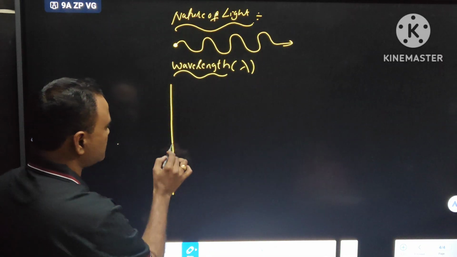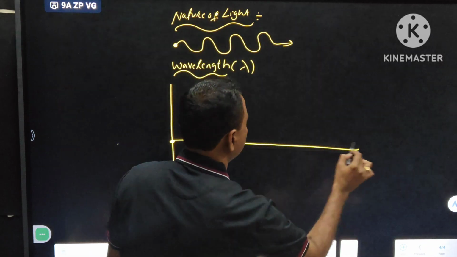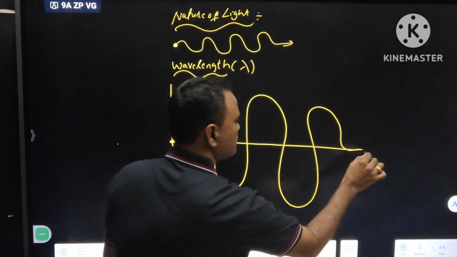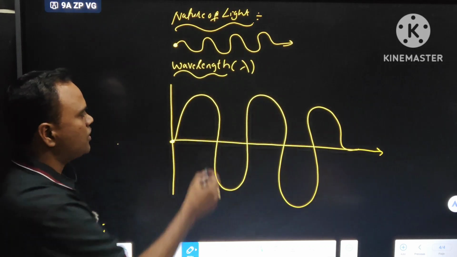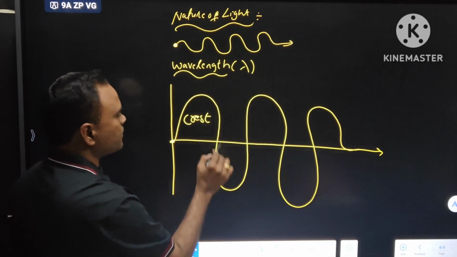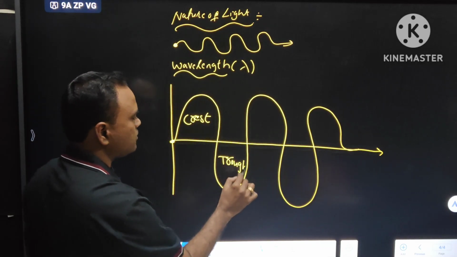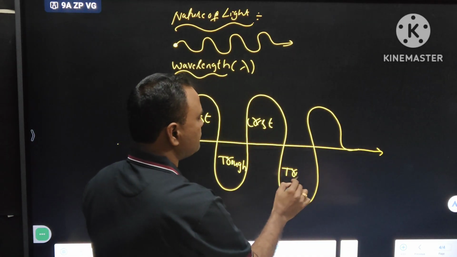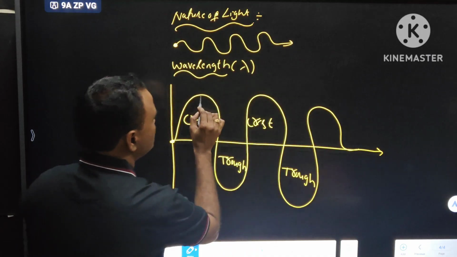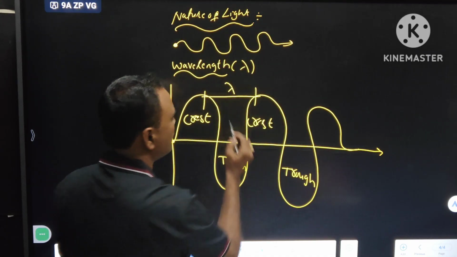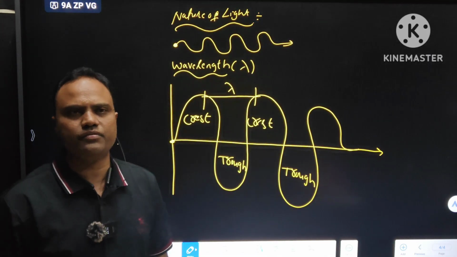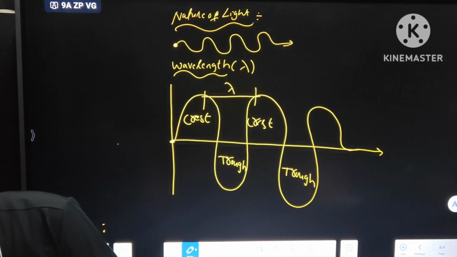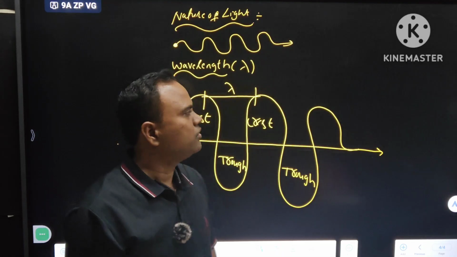See, this is the source of light. This is basic information. A wave contains two parts. The upper part is called the crest, the lower part is called the trough. This is crest. This is trough. The distance between two successive crests or two successive troughs is called wavelength. Simple definition.